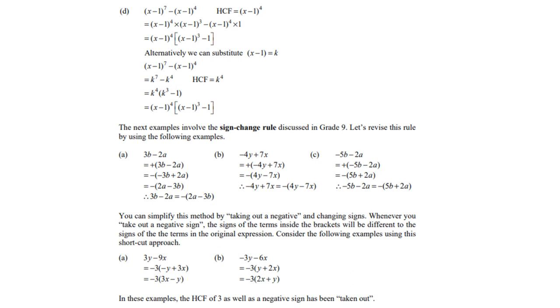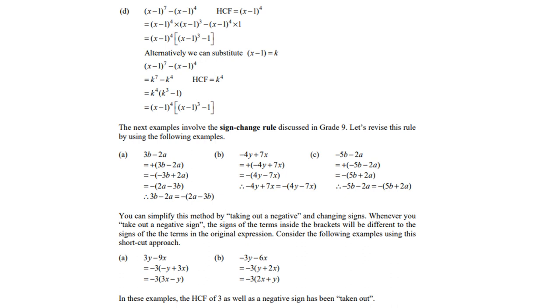Look at the next example, (x minus 1) to the power 7 minus (x minus 1) to the power 4. Again, you will notice the two brackets are the same, but the common factor will be (x minus 1) to the power 4. So that is then our common factor. So what is left then is another (x minus 1) to the power 3 minus 1.